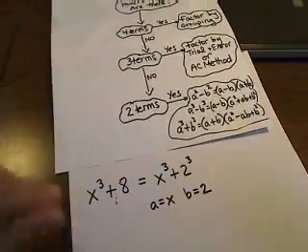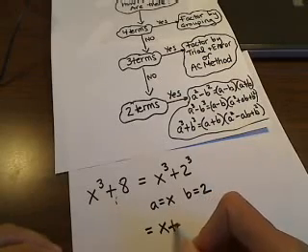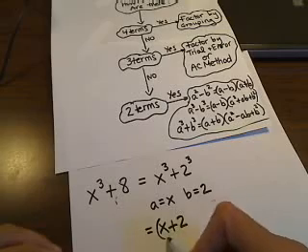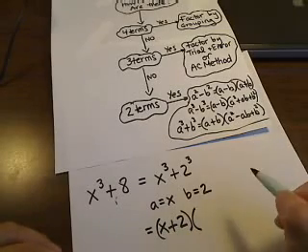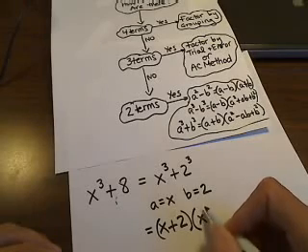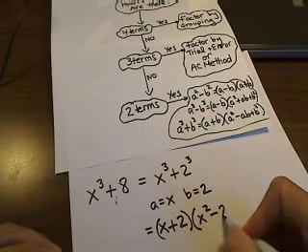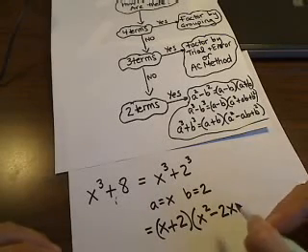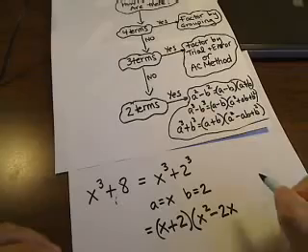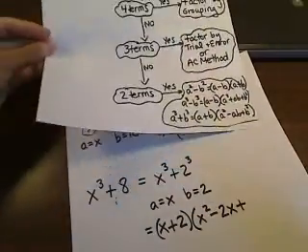Okay, so if we plug those in, it's going to look like x plus 2, that's the a plus the b, times a squared, which is x squared, minus the a times the b, which is going to be 2x. That's actually b times a, but a times b and b times a are the same thing.